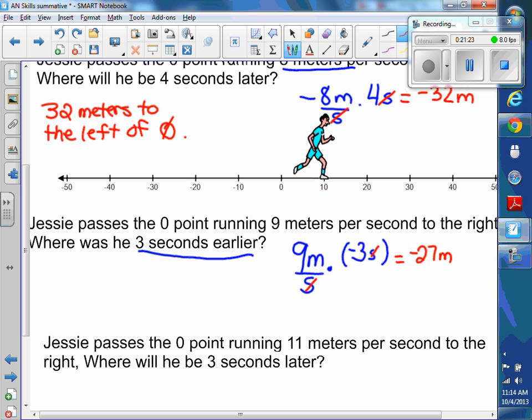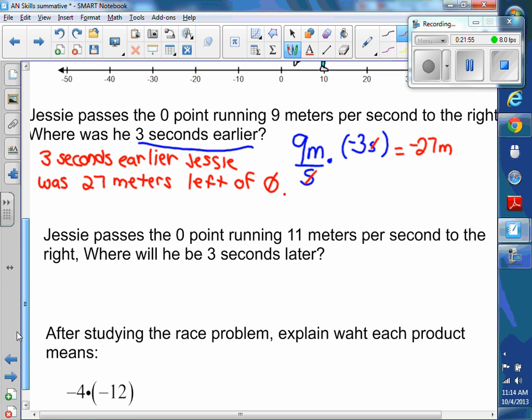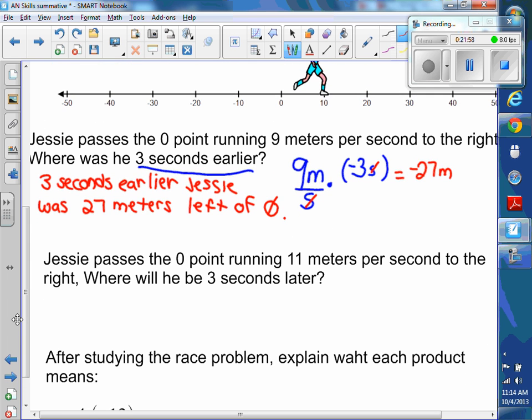It means he was 3 seconds earlier, where was Jesse? He was 27 meters to the left of 0. Good job. Good job. Okay. Jesse passes a 0. I think we get this, right? Yeah. Okay. Do we need to do one more?